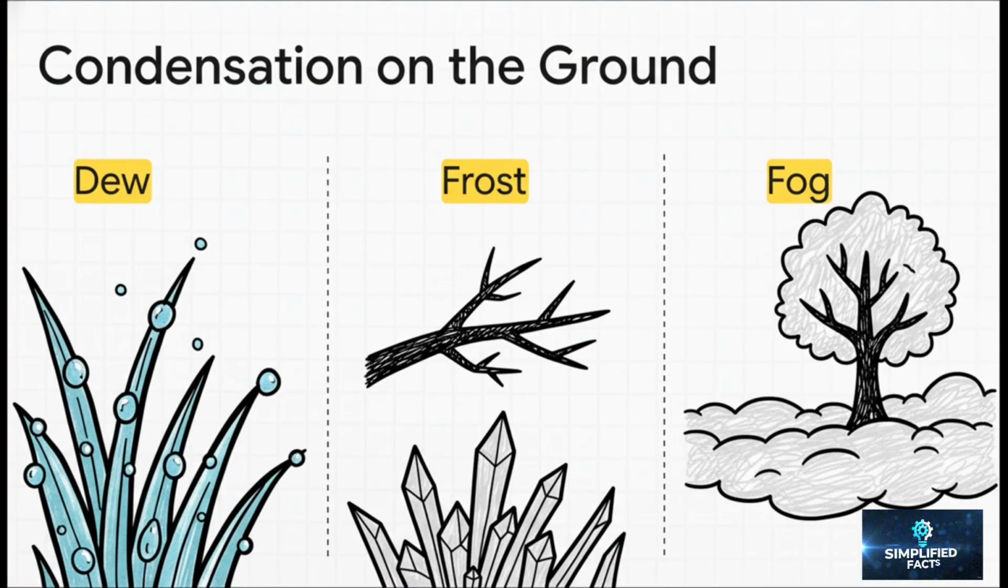On a cool, clear night, the grass gets cold. Once it cools to the dew point, boom, condensation happens right on the blades, and you get dew. If that dew point happens to be below freezing, you get frost instead. And if a whole layer of air right near the ground cools to its dew point, you get fog, which is, for all intents and purposes, just a cloud that's sitting on the ground.